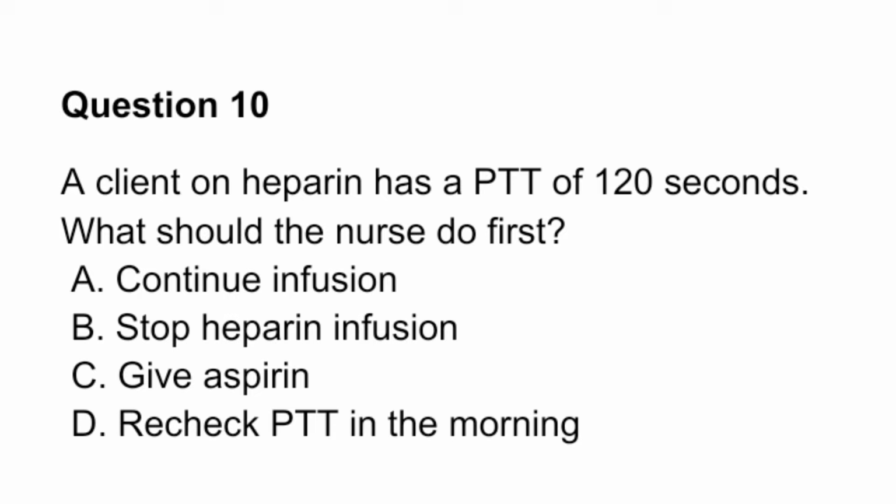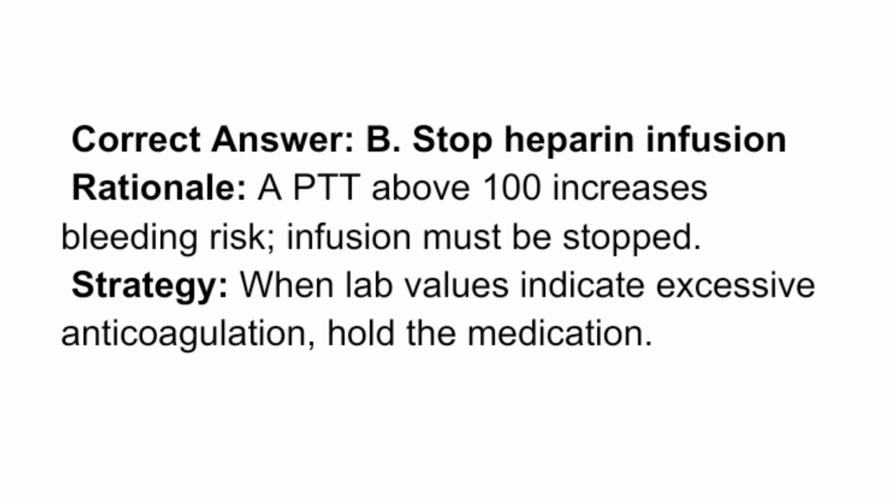A. Continue infusion. B. Stop heparin infusion. C. Give aspirin. D. Recheck PTT in the morning. Correct answer: B. Stop heparin infusion. Rationale: a PTT above 100 increases bleeding risk, infusion must be stopped. Strategy: when lab values indicate excessive anticoagulation, hold the medication.